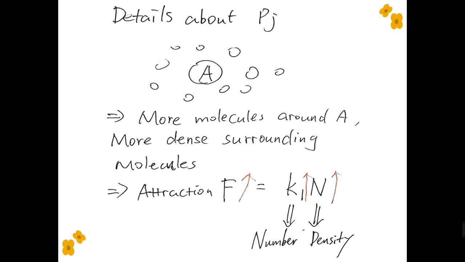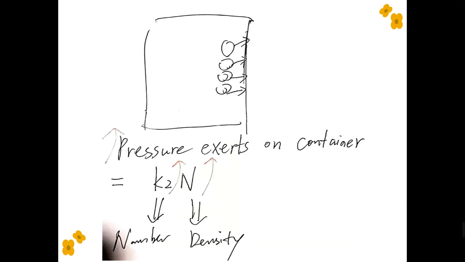Let's talk more about Pj. There's a molecule A here. There are several molecules around A, and if there are more molecules and they are denser around A, the attraction force on A is equal to K1 times n, where K1 is density and n is number. If the density or number n is increasing, the attraction force is increasing. Just like the force, the pressure exerted on the container is also equal to K2 times n, where K2 is density and n is number.